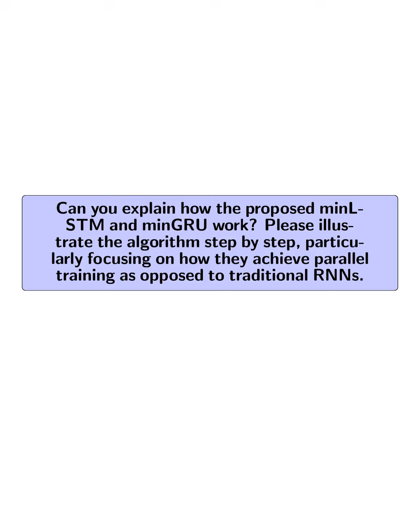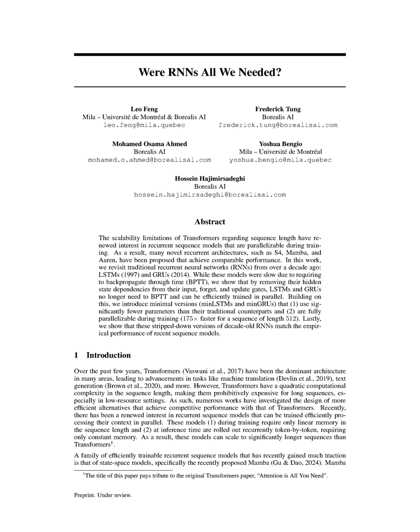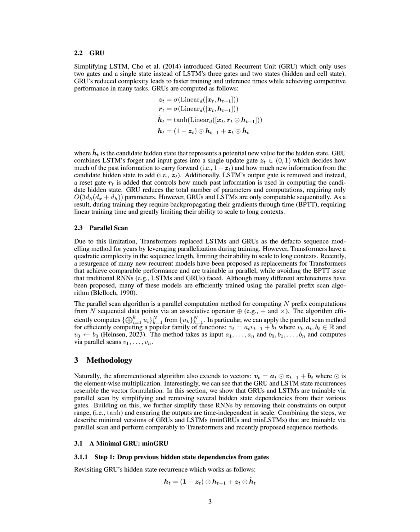Please illustrate the algorithm step by step, particularly focusing on how they achieve parallel training as opposed to traditional RNNs. The proposed minLSTM and minGRU models achieve parallel training by simplifying the traditional LSTM and GRU architectures through two main steps: removing hidden state dependencies and dropping range restrictions on candidate states. 1. Removing hidden state dependencies.